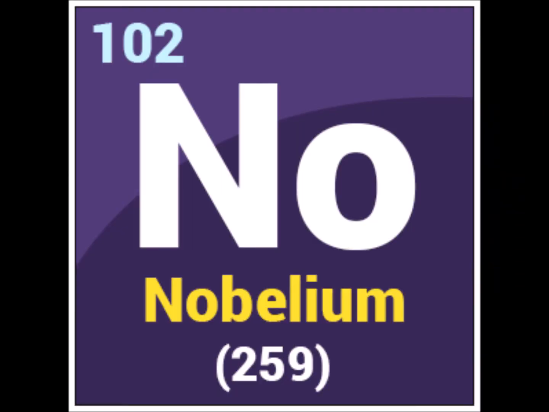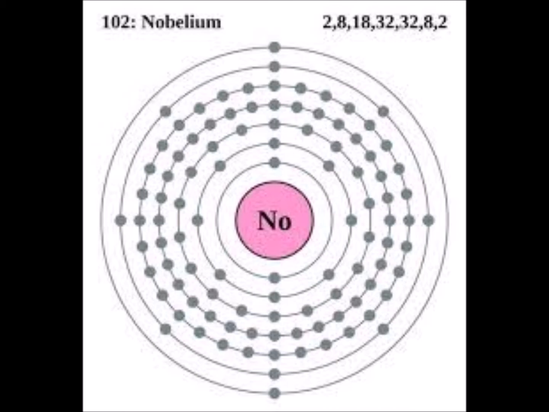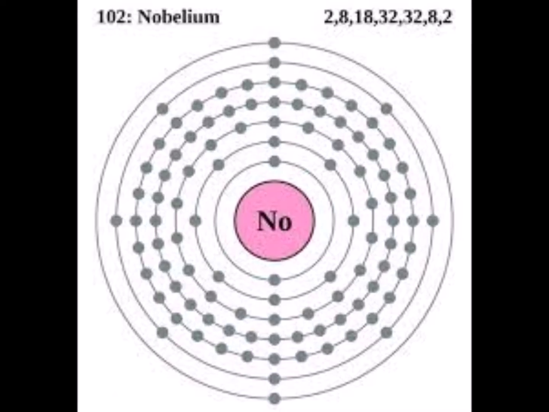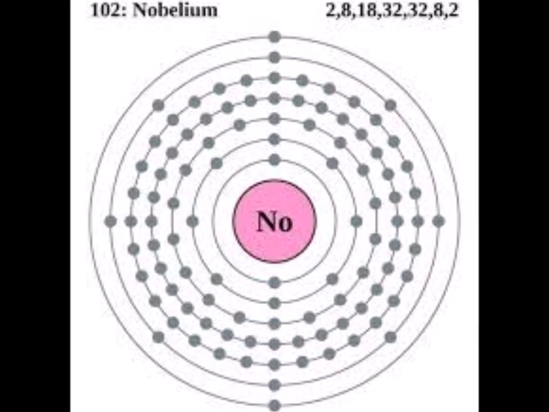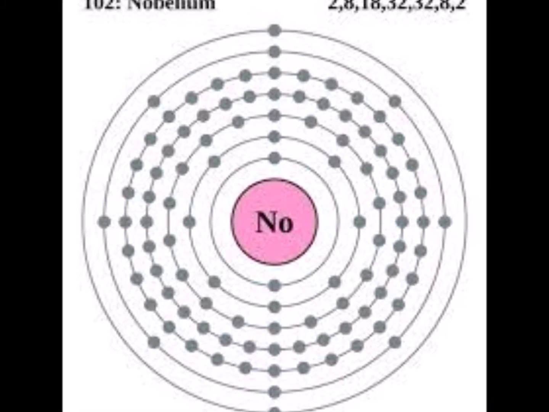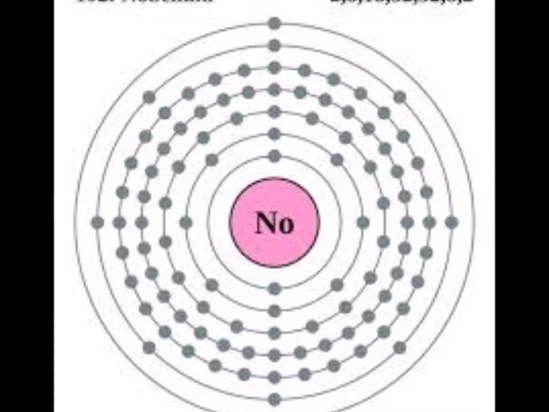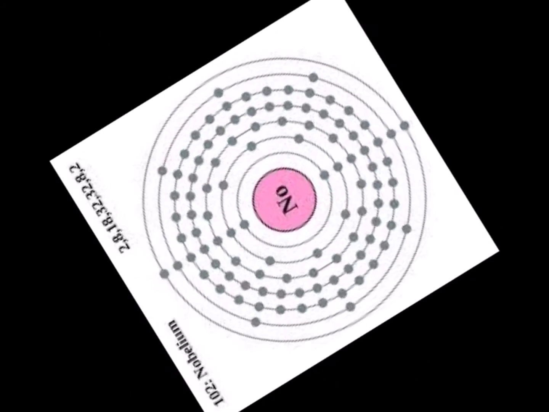Number 5 is a big boy, containing hella protons, neutrons, and electrons. Beryllium has a mass of 259 AMU and contains 102 protons, which is a bit of a step up from sulfur. 102 electrons, which means it has 2 in the first string, 8 in the second, 18 in the third, 32 in the fourth, 32 in the fifth, 8 in the sixth, and 2 in the seventh. It has 157 neutrons, meaning that it has neutrons.